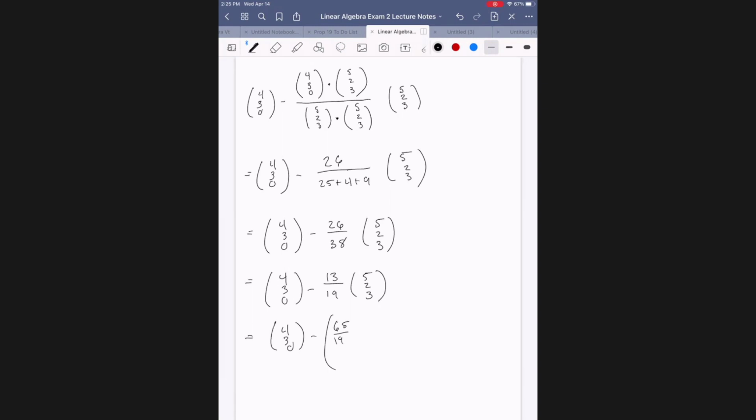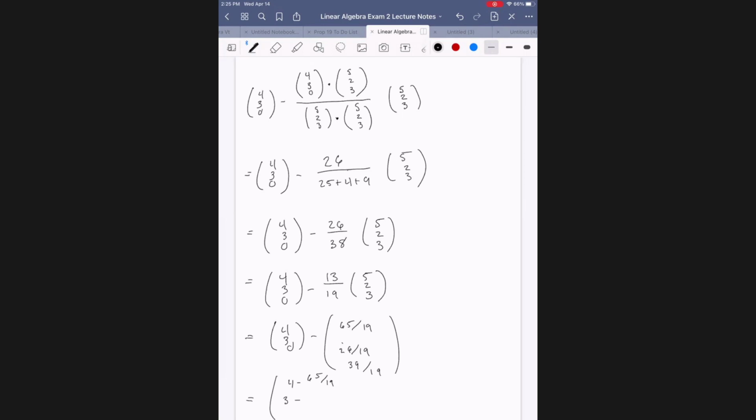So it'd be 10, so it'd be 20 times, okay, so it'd be 26 over 19. And then this one would be 39 over 19. And then literally just subtract them at that point. So it would be 4 4 minus this gross thing right here. 3 minus 20, 29.